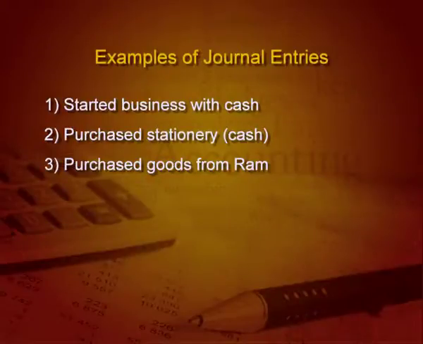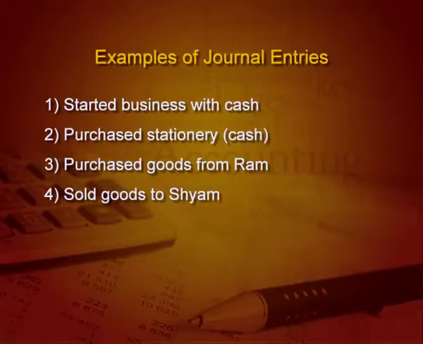Now when we purchase goods and sell goods, we write purchase and sales and not goods. This we are going to discuss in the next chapter. So right now let us understand, when we purchase goods it is purchase, when we sell goods it is sales. See the next entry, it is sold goods to Shyam. Now who is the receiver?